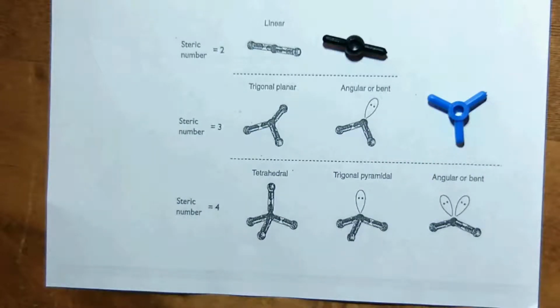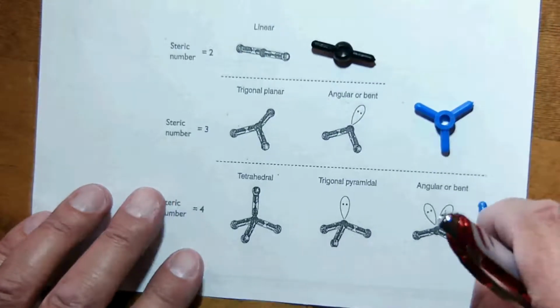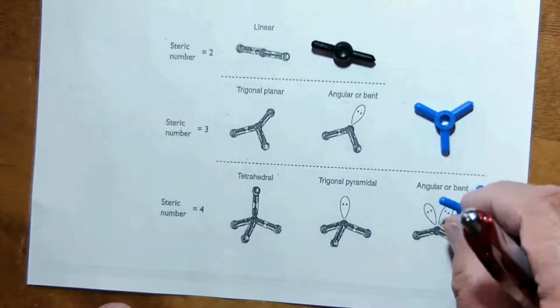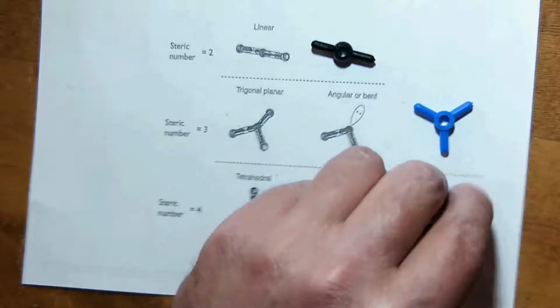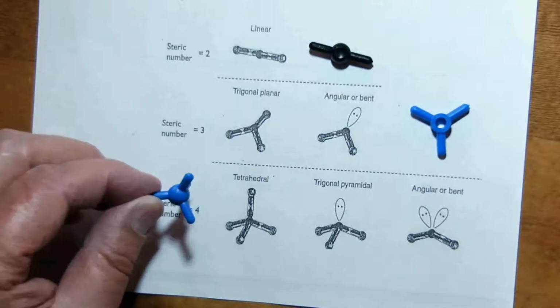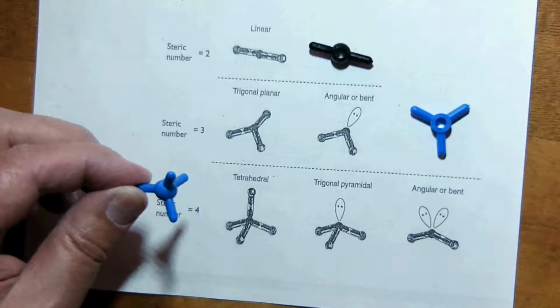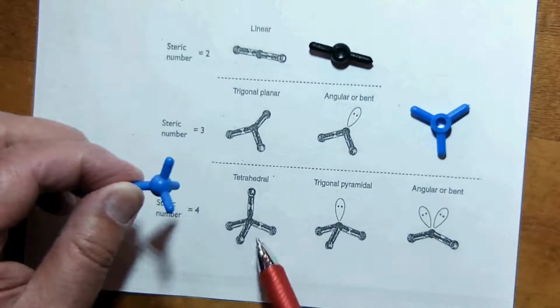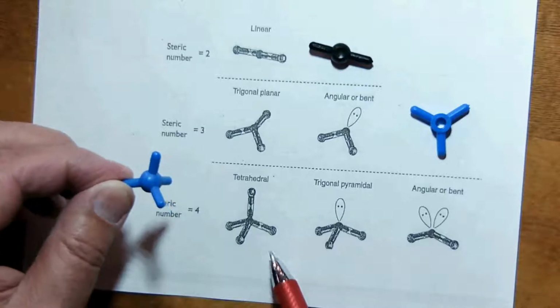If you go to a steric number of 4, at that point it goes three-dimensional. You take on what's called a tetrahedral. This is a tetrahedral arrangement right here. You can see that it's three-dimensional. Can you all see that? That's a three-dimensional object. And they've tried to show you that tetrahedral geometry with this little drawing here.